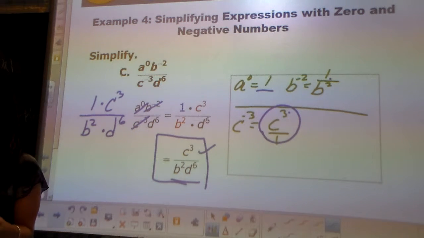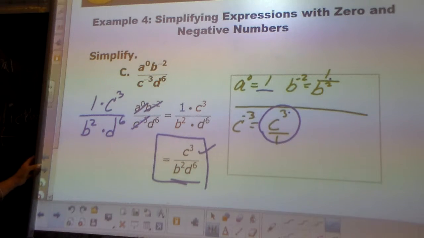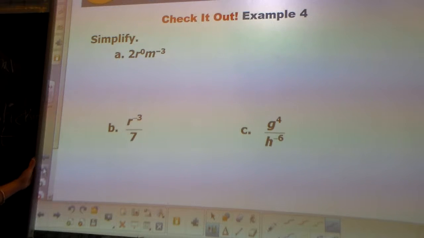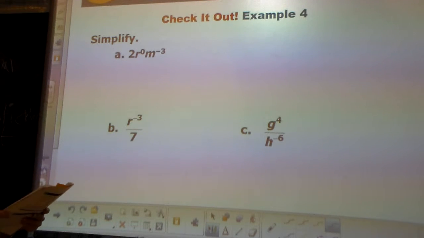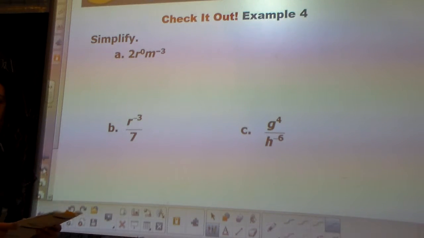Once you have that written down, I think you have one more example. Okay, so I'm going to move forward to the next example, okay? Here we go. I'm so lost.